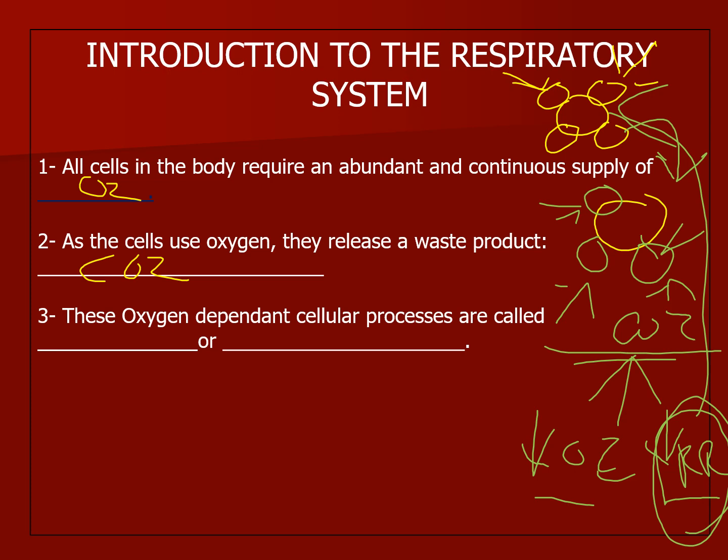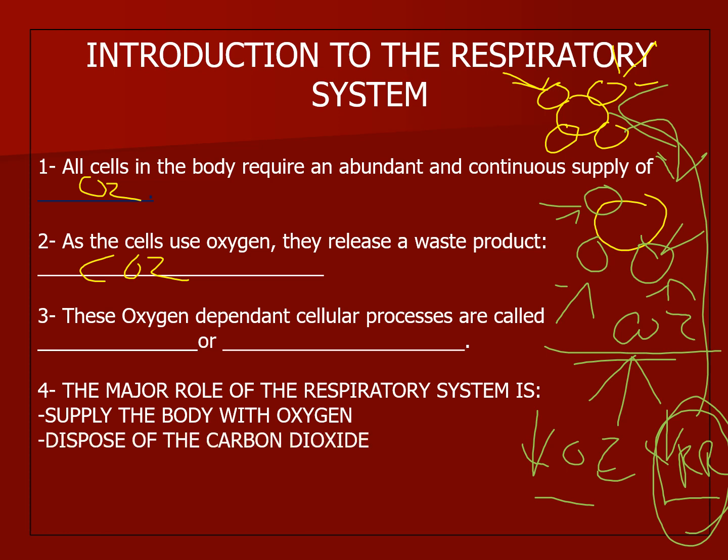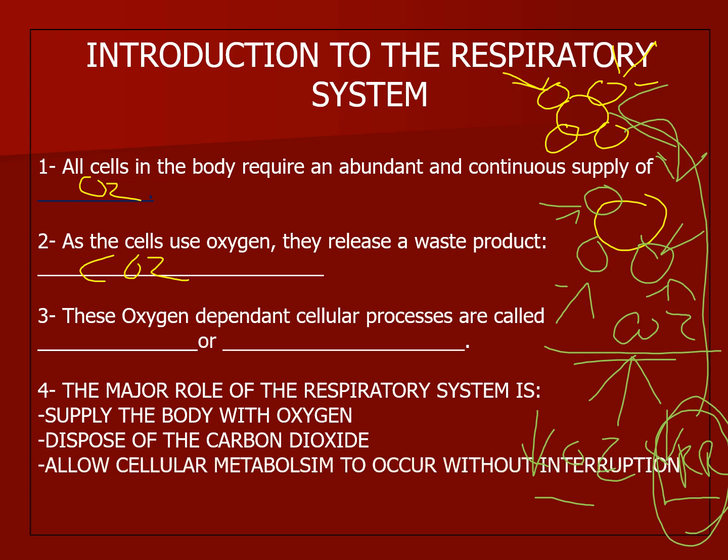We want to make sure we're giving the patient the right amount of oxygen for their metabolic rate, and not too much, right? When we give it too much, there are other bad things that happen. So number 3 there, oxygen-dependent cellular processes are called cellular respiration or cellular metabolism. And number 4 here, the major role of the respiratory system is to supply the body with oxygen, right? This is where we start off. Dispose of carbon dioxide, get rid of that carbonic acid, get rid of that metabolic waste, right? And then finally, allow for cellular metabolism to continue without interruption.